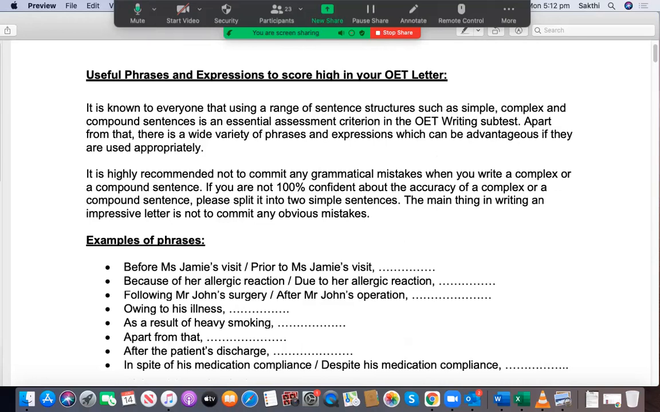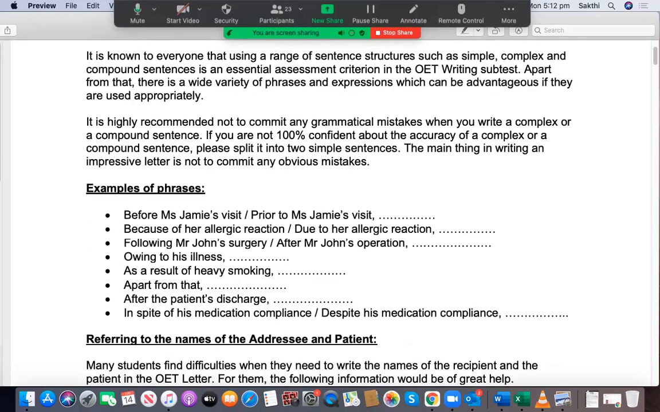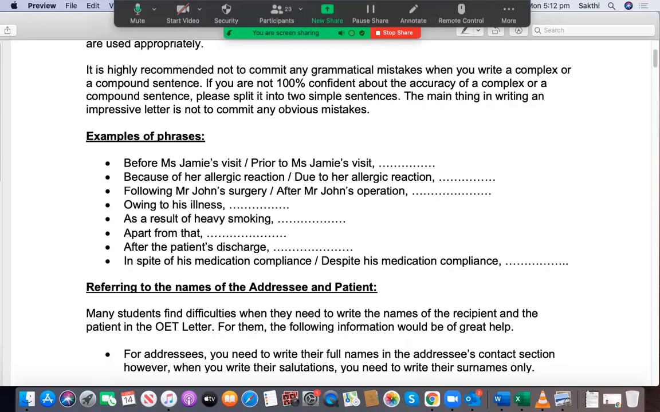Let me give you a list of phrases in the beginning first before we move on to the detailed sections. Okay. So there are a couple of examples that are given here. You can use them in your letter. But you have to change them according to the situations of the patient.